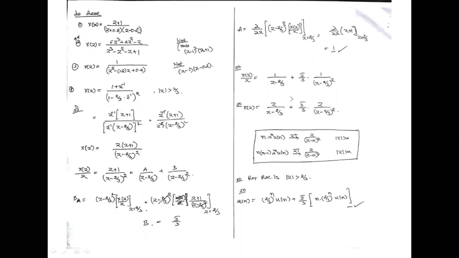See, there are different examples of the same type here. We do this as X of z is equal to z plus 1 by z plus 0.2 into z minus 0.6. Write it as A by z plus 0.2 and B by z minus 0.6, and simplify the A and the B values and find the inverse z transformation.